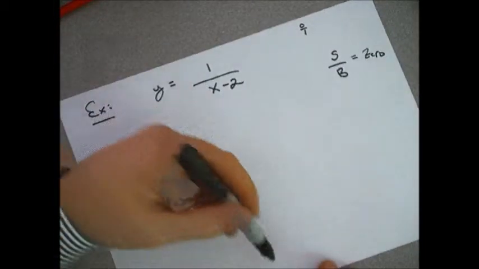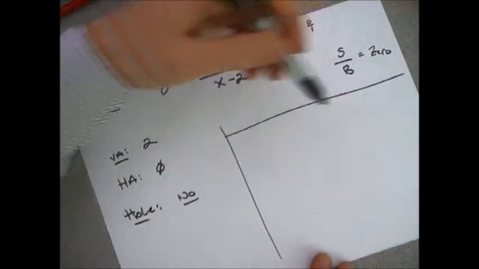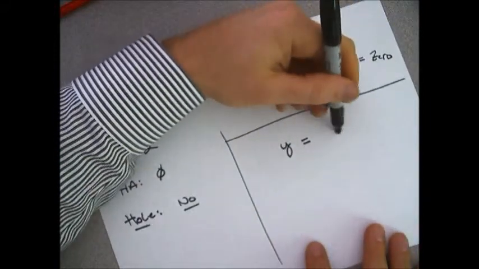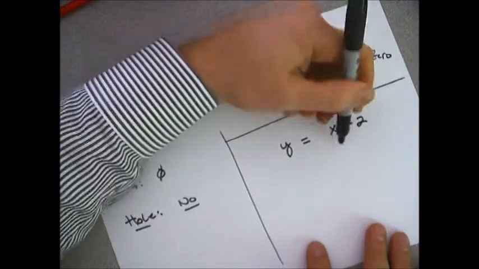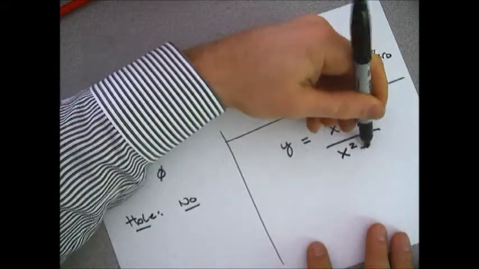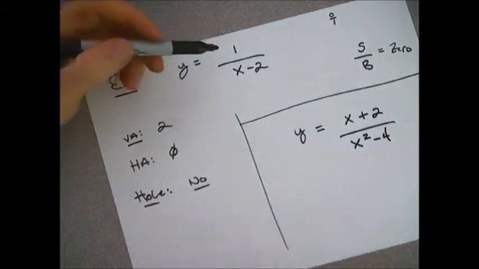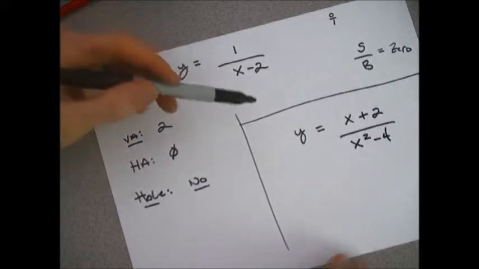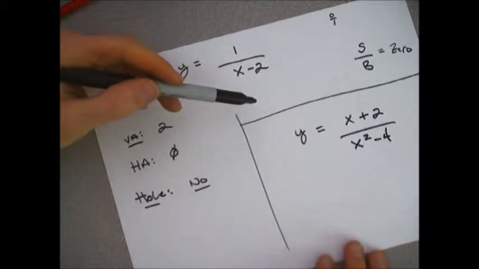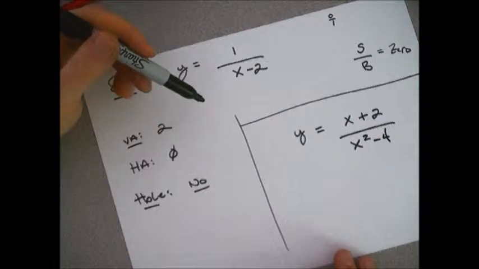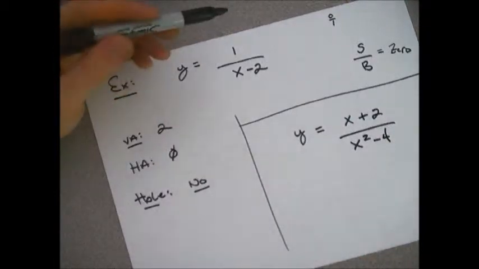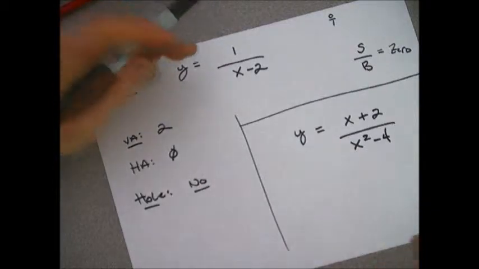Now, something you might see, though, let's try another example down here. Let's say we have y equals x plus 2 over x squared minus 4. Anytime you can factor, you have to factor. Can I factor anything here? What can I factor, Joey? The bottom? Okay, speak up.